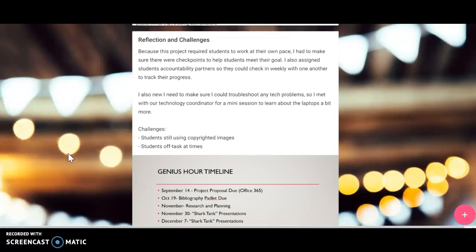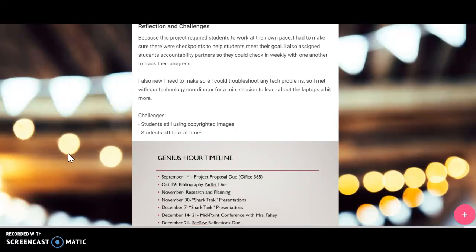Common problems that I had were students still not understanding copyrighted images, so we're going to reteach at the beginning of next semester. And then also students being off task. They had the laptops, and they were playing Cool Math, etc. So what I did was assign accountability partners so that they could check in weekly and also kind of be like, hey dude, get off Cool Math.